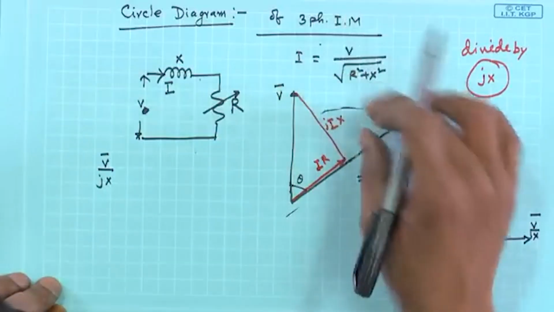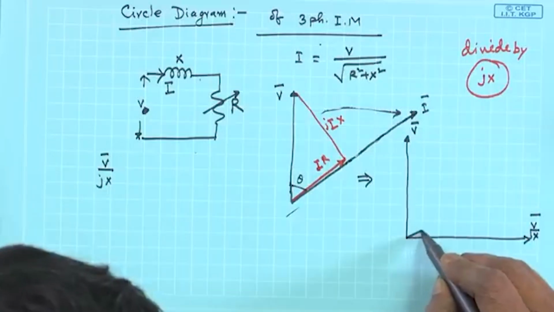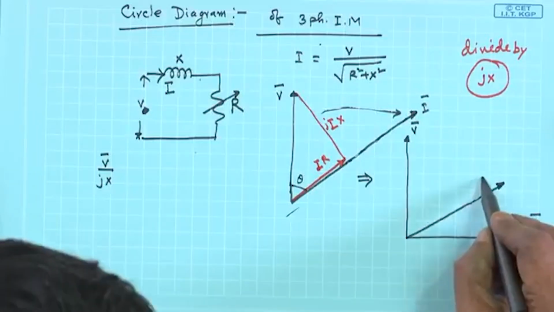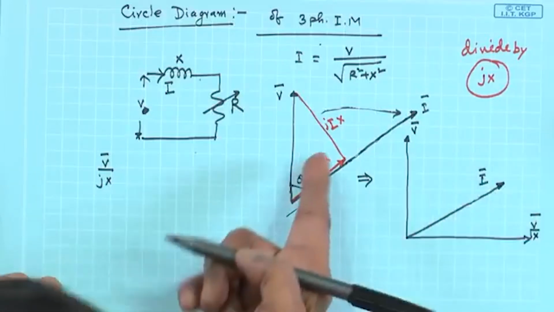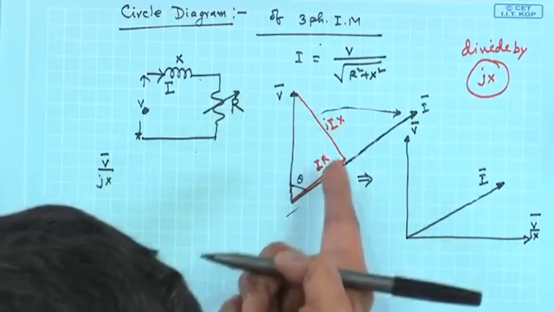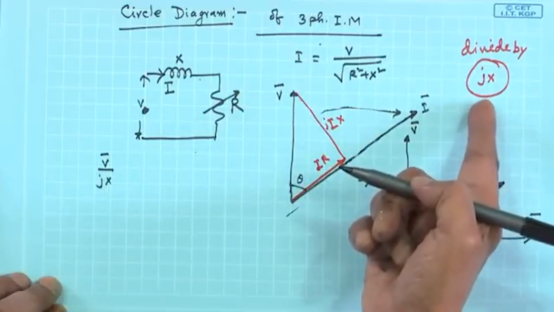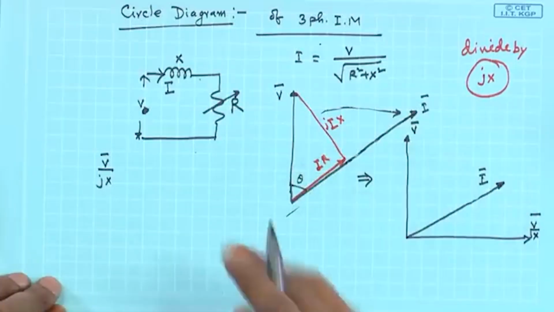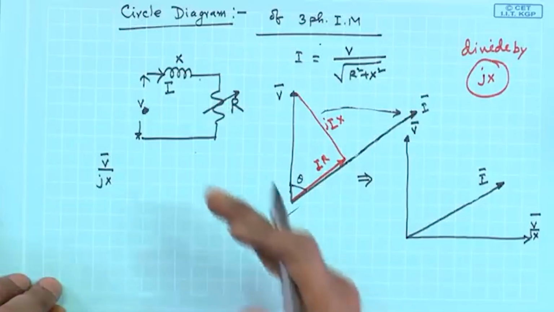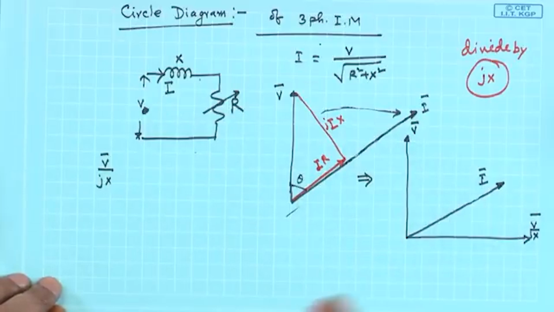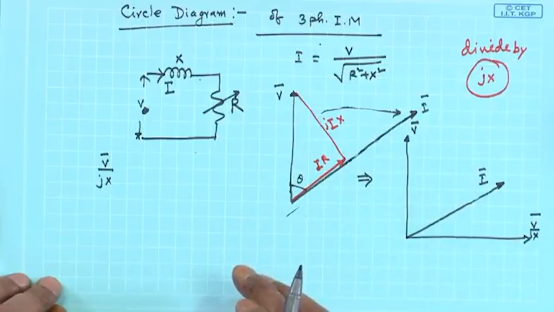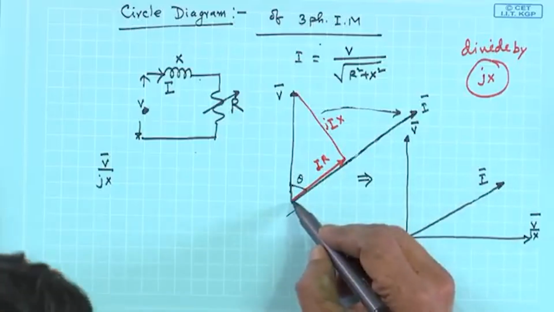So, this side will become this here, I. How is it obtained? jIX by jX. All the sides of this triangle I am dividing by this number jX. So, everything will be scaled down appropriately by a factor X and rotated by 90 degrees, since you are dividing, a clockwise rotation. So, this is I, and another side is left, that is this IR.